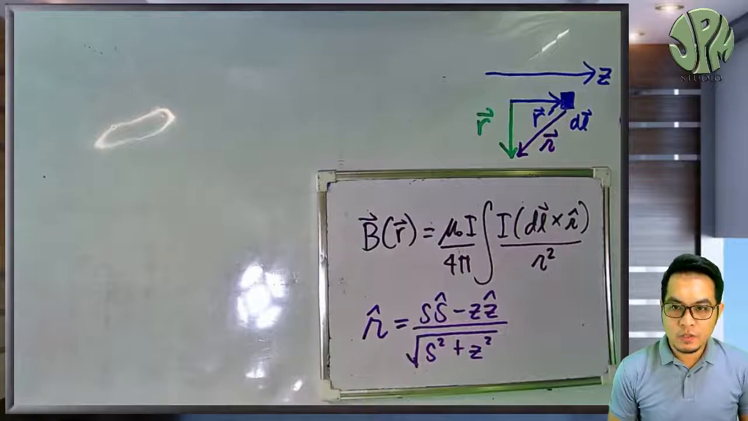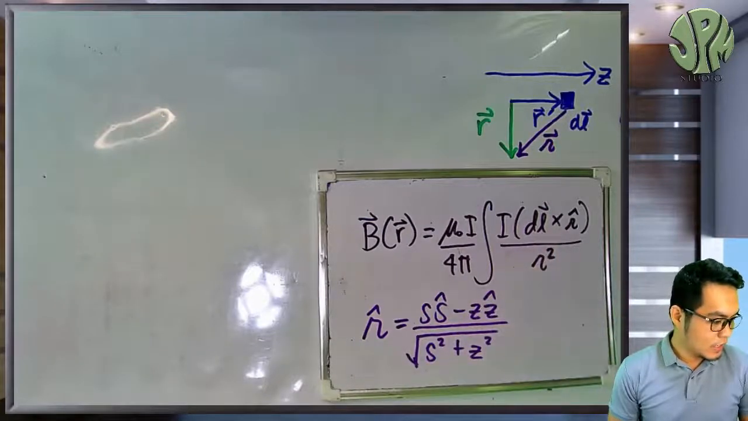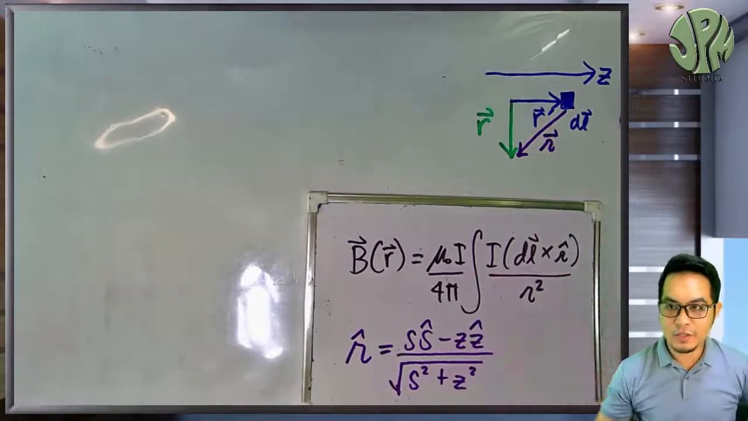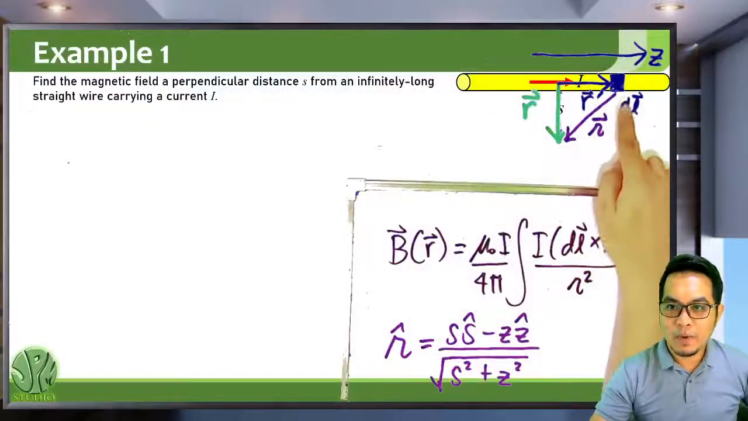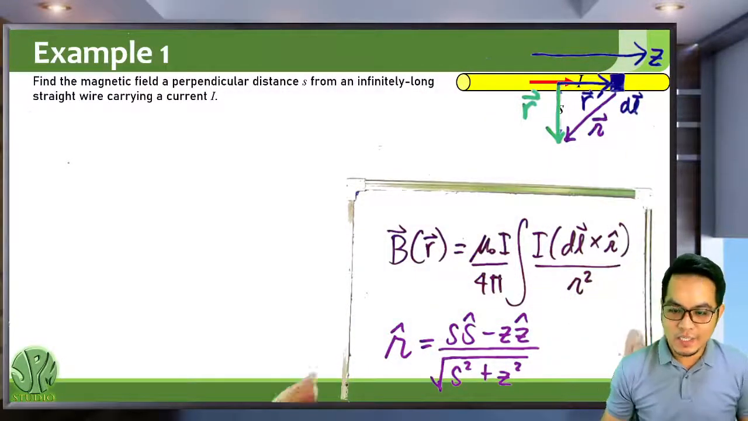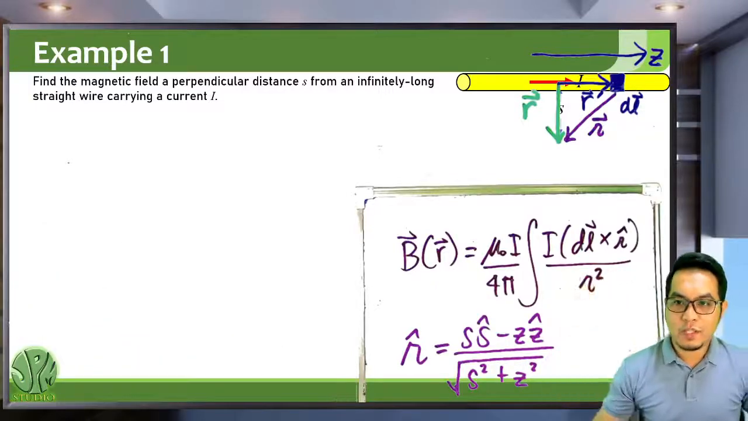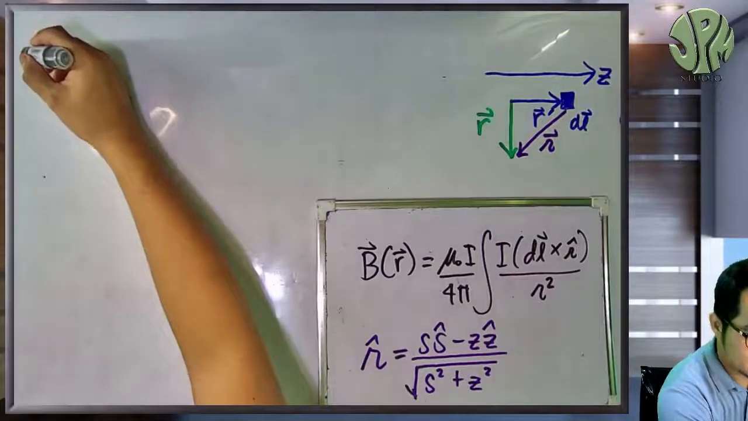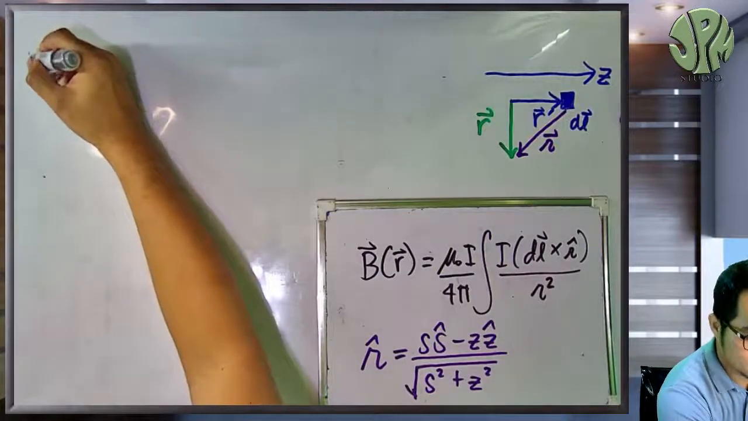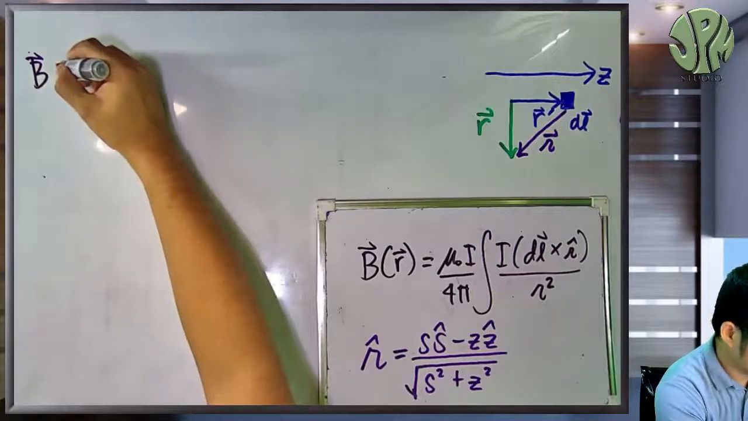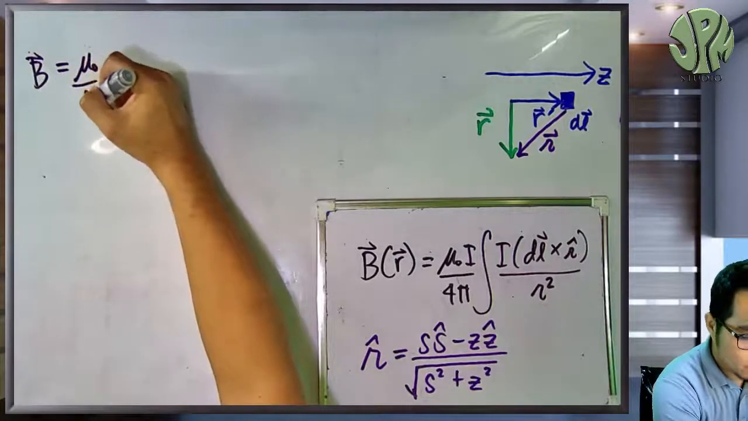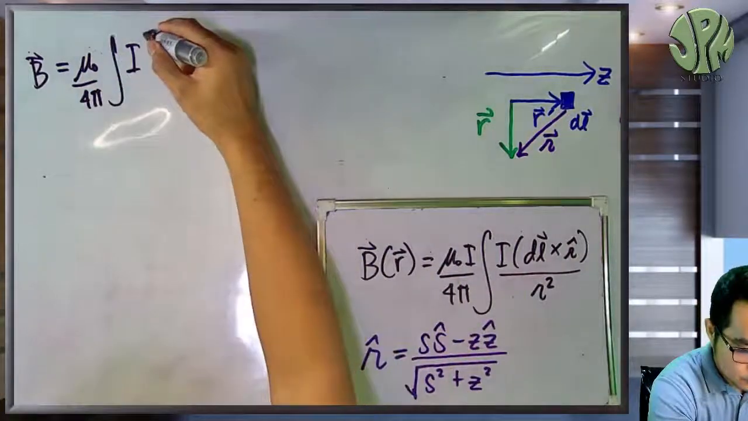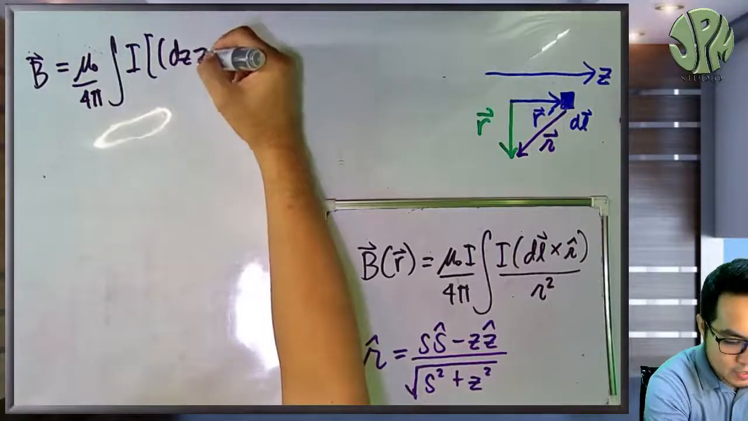Okay. So our DL here is clearly DZ along the Z axis, or the Z direction. So if you will, I'm going to go back. My DL here is along the Z axis, so it's DZ Z hat. Starting with this equation, my magnetic field will be mu naught over 4 pi integral of I. My DL will be DZ, and this direction is Z hat.